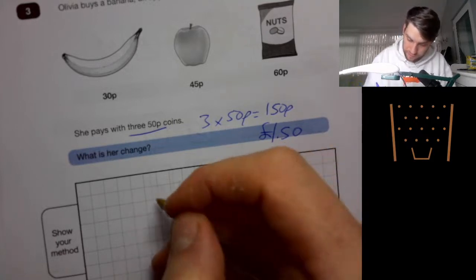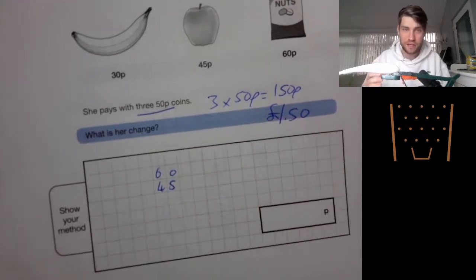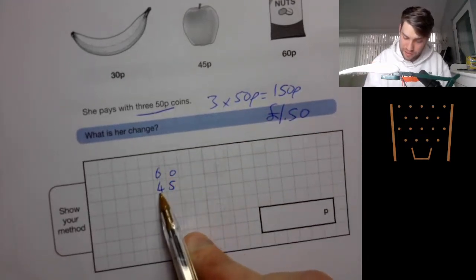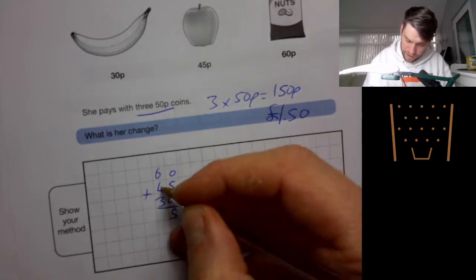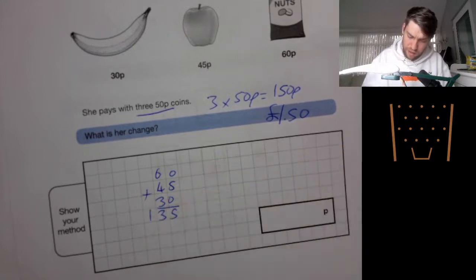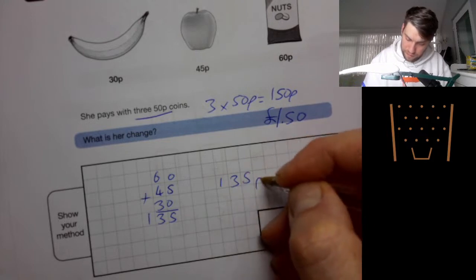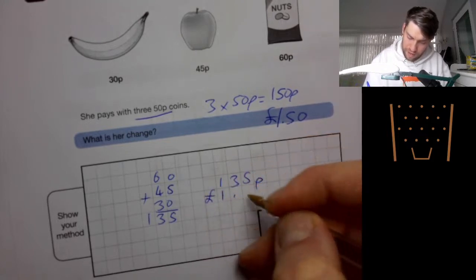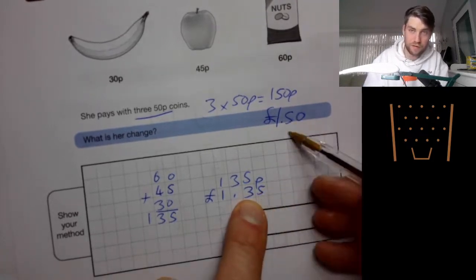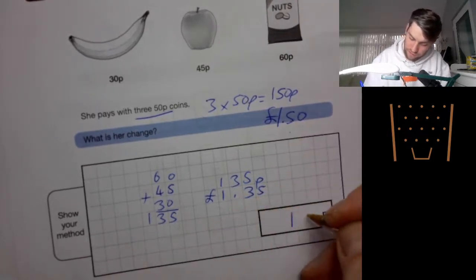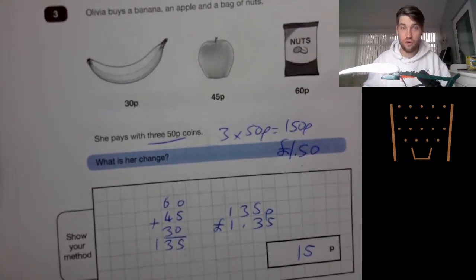So we can do 60. If you keep it all neat, it'll make it a lot easier. So keep it all neat. 60, 45, and 30. Add them together. So that'll be 5, 7, 13. So now it's 135. So that's 135 pence or £1.35. Yeah, so the difference between £1.50 and £1.35 is 15 pence. Okay, right. Question number 4.